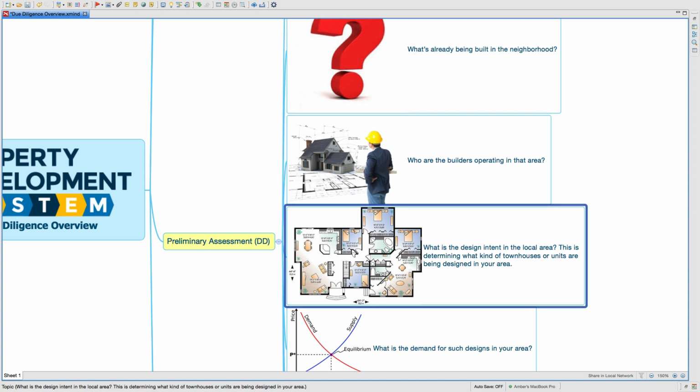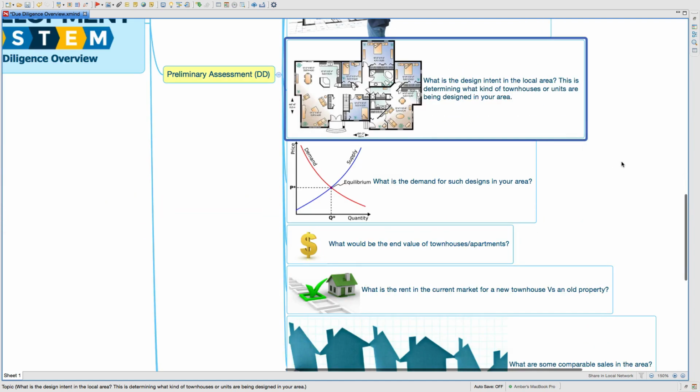What is the design intent in the local area? This is determining what kind of townhouses or units are being designed in your area. For example, you've got to find out if it's a 2-bedroom townhouse or 2-bedroom apartment, or whether 3-bedroom townhouses are preferred over 2-bedroom townhouses, or 3-bedroom townhouses give you better rental yield as compared to a 4-bedroom townhouse. These are the questions you've got to ask in your area.